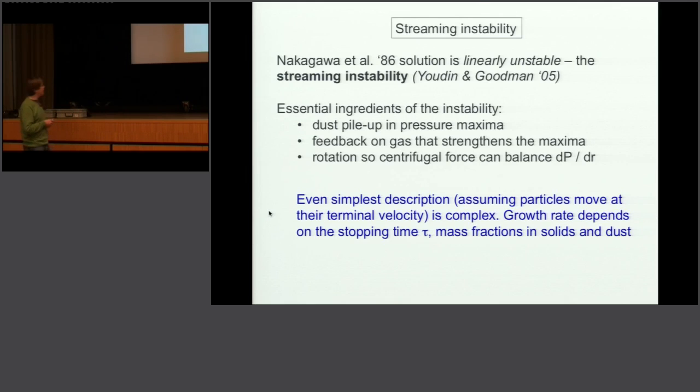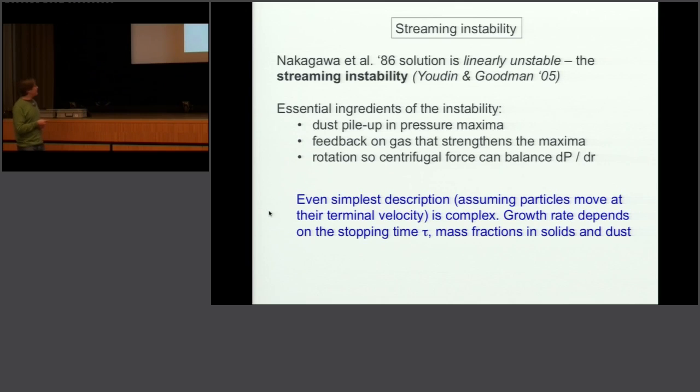Now, in an earlier version of these slides, I had a tremendously complicated equation in extremely small font, which fit in between here, which I've deleted, but which you can go and look in Youdin and Goodman if you want. So instead, I've put a more bland statement here, saying that even the simplest description of this process mathematically is quite complicated.